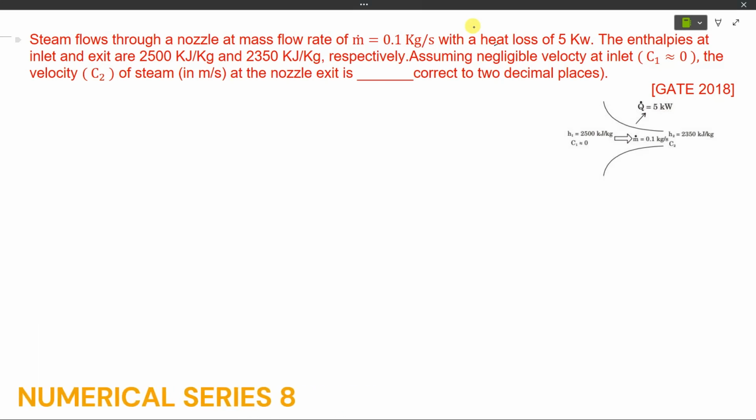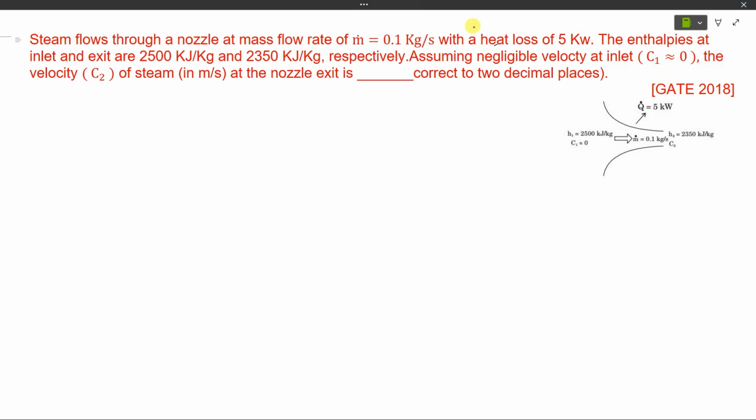Numerical Series 8. Steam flows through a nozzle at a mass flow rate of m dot equal to 0.1 kg per second with a heat loss of 5 kilowatt. The enthalpies at inlet and exit are 2500 kilojoule per kg and 2350 kilojoule per kg respectively. Assuming negligible velocity at inlet, C1 approximately equal to 0, the velocity C2 of steam in meter per second at the nozzle exit is dash, correct to 2 decimal places.